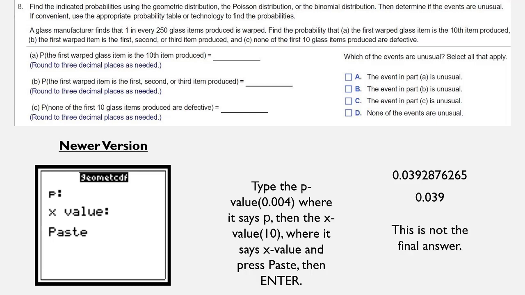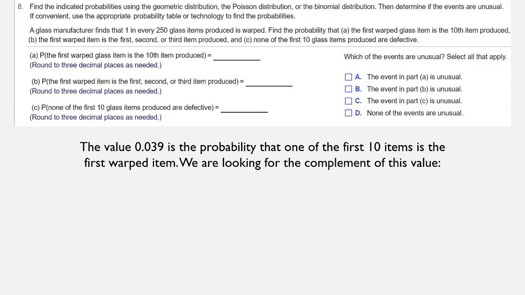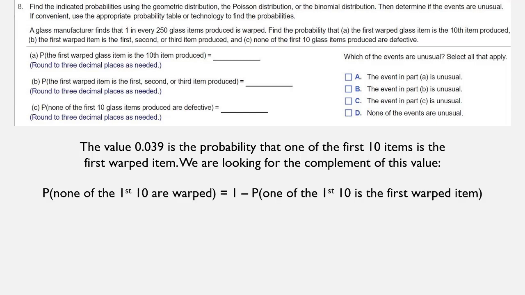And again, that's not the answer. Why is it not the answer? Well, that would be the answer if we were finding the probability that either the first or second or third or fourth or fifth or all the way up to 10th item was the first warped item. We're looking for the complement of that. We're looking for the probability that it's not one of those first 10. So the probability that none of the first 10 are the warped ones is 1 minus the probability that one of the first 10 is the first warped item. So we actually have to do 1 minus that 0.039, which gives us the 0.961, which is our answer to part C.